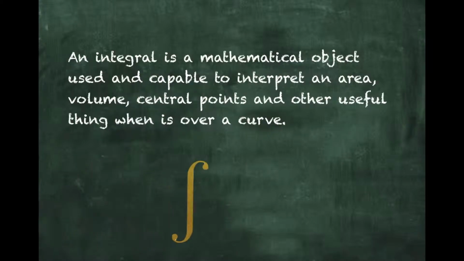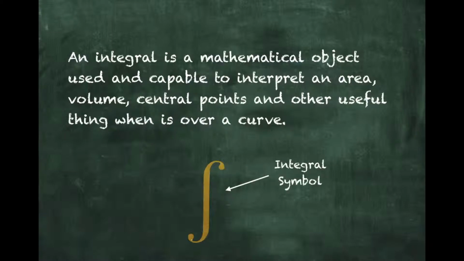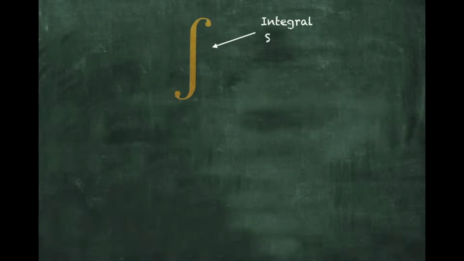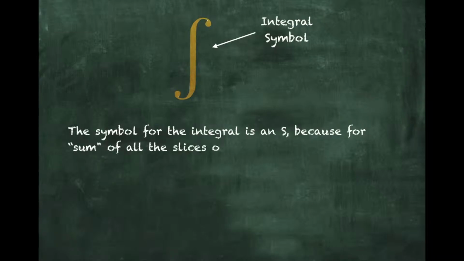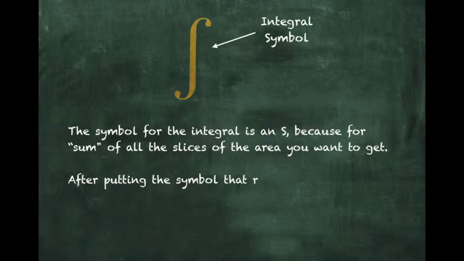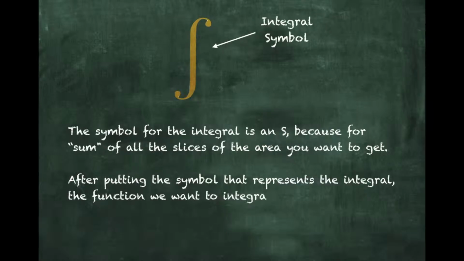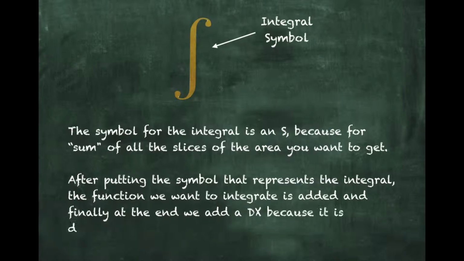Well, this over here is an integral symbol. Now, what does this symbol with an S shape mean? The symbol for the integral is an S because of the sum of all the slices of the area you want to get. After putting the symbol that represents the integral, the function we want to integrate is added, and finally at the end we add dx because it is directed to the x, following these steps.